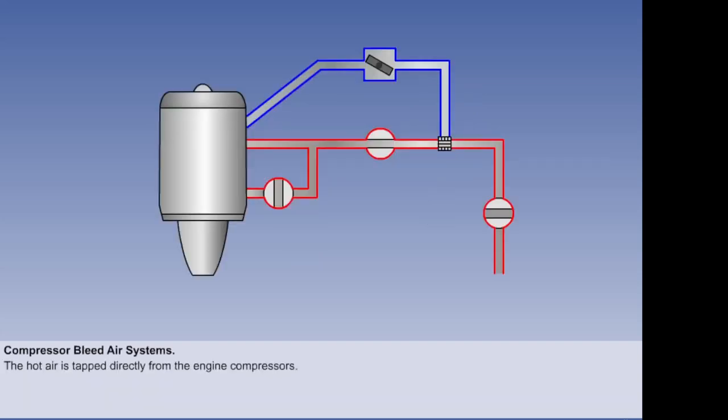In systems supplied with compressor bleed air, the hot air is tapped directly from the engine compressors. The air is normally taken from a low compressor stage and a high stage to ensure the temperature and pressure is sufficient at all engine speeds. The amount of air tapped off is a very small proportion of the total airflow through the compressor, so the effect on engine thrust output of using compressor air for ice protection is similarly very small.